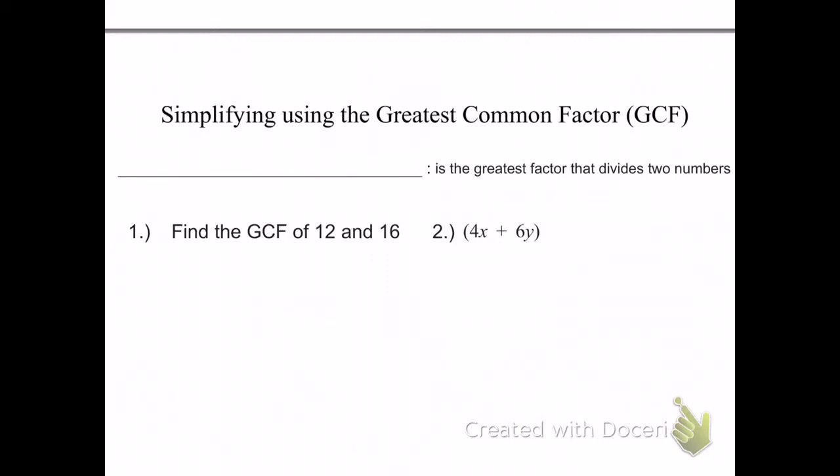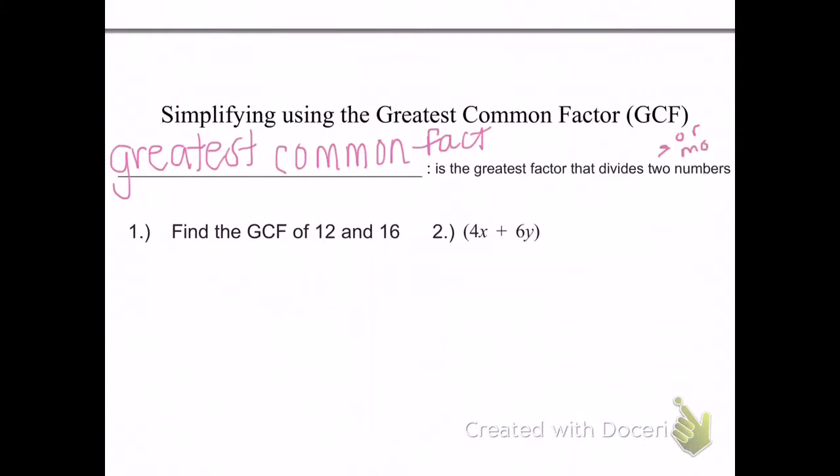So first thing we've got is the greatest common factor. A common factor is a factor that divides two or more numbers or factors. Okay, so that's just the basic definition, and I'm sure you guys have seen this before, but it's a little different with quadratics.